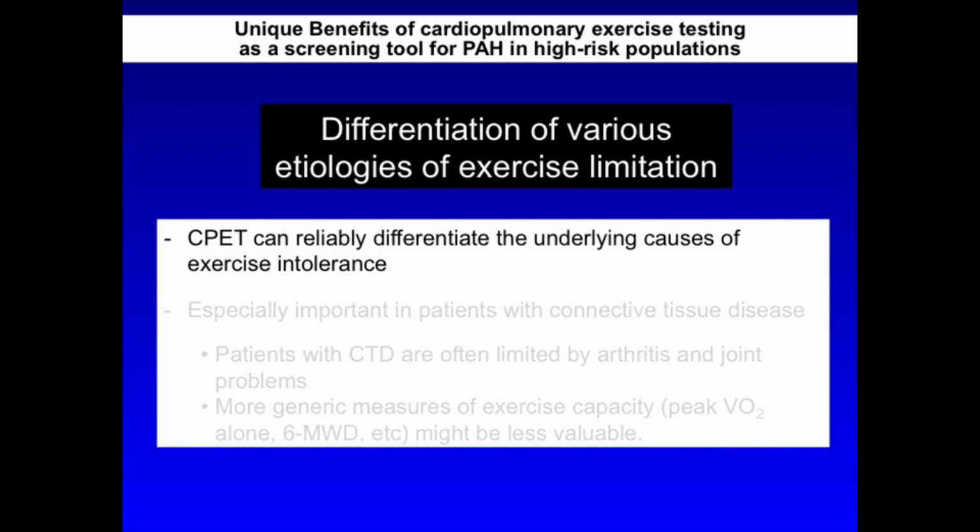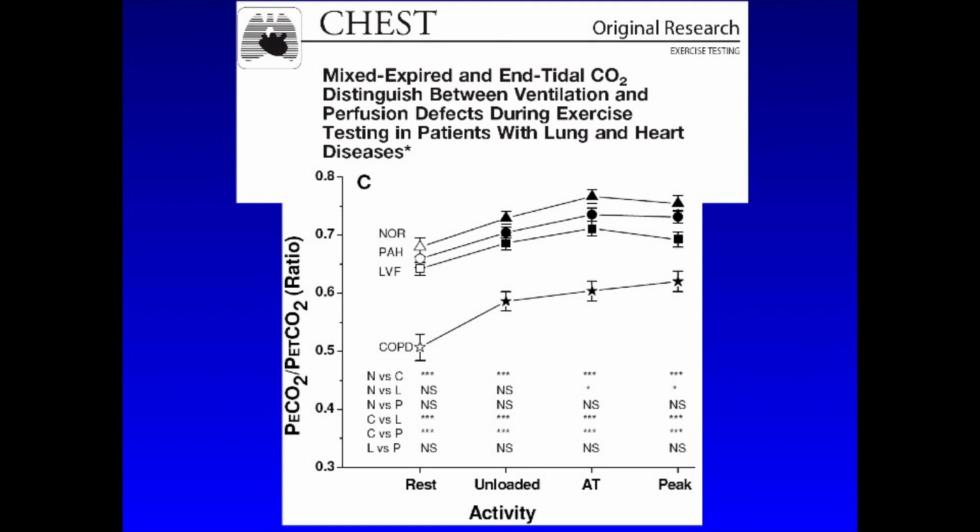So what about the screening tool? What about unmasking for pulmonary hypertension? The CPET can differentiate various etiologies of exercise limitations. So if you're trying to take a patient, let's say, who has exercise intolerance, you might be able to figure things out by stressing the system.